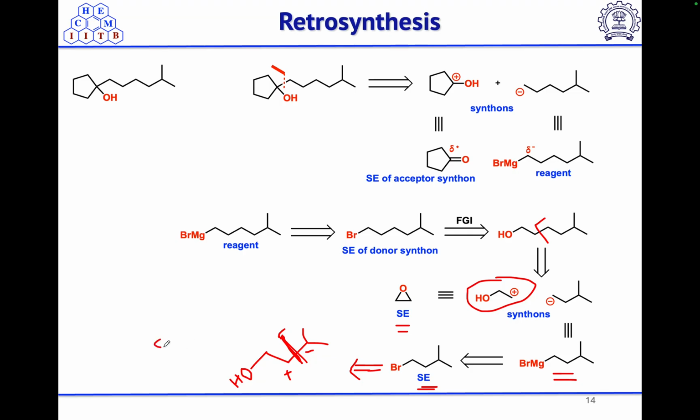The negative part you can derive from the corresponding Grignard reagent, right? So this is isopropyl magnesium bromide. If we treat this Grignard reagent with this epoxide, we'll get this alcohol compound, and if we do Appel reaction we can get this bromide compound. Now this halide is already commercially available.